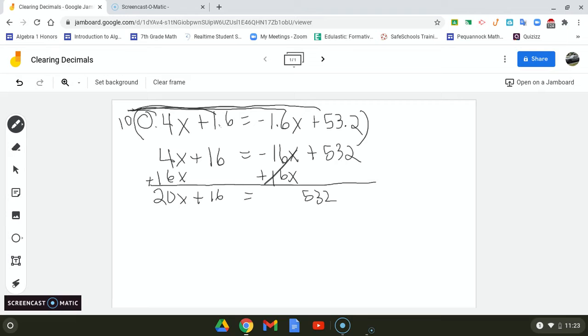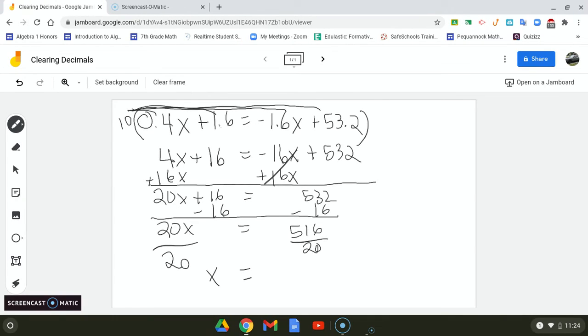And now we have to subtract 16 from both sides. So we get 20x is going to be equal to 516. And then we would obviously divide both sides by 20. So x is going to come out to be 25 8/10. Okay, so you should get 25 8/10 there.